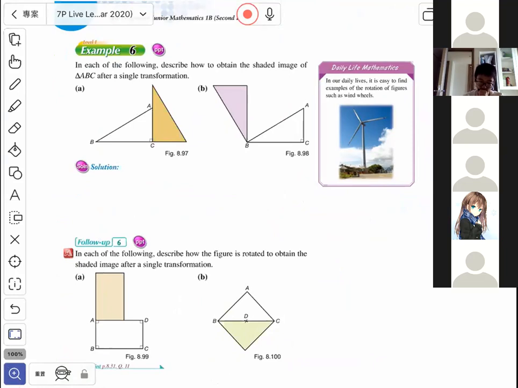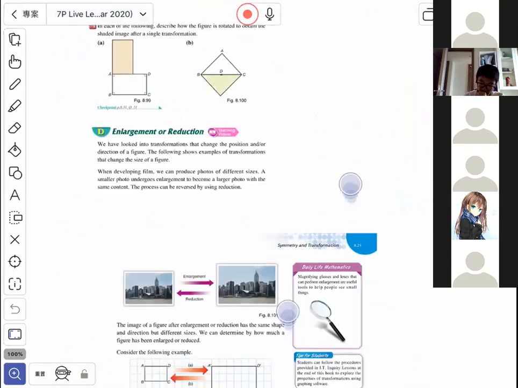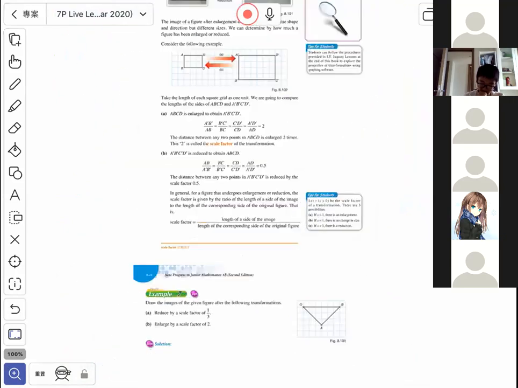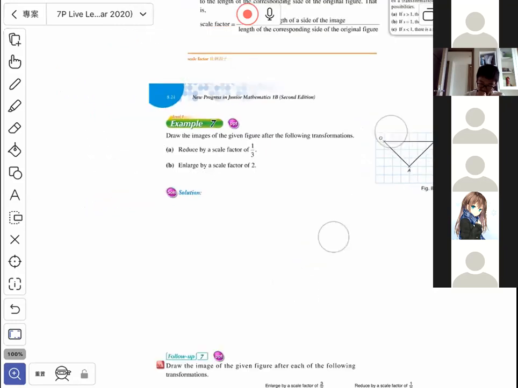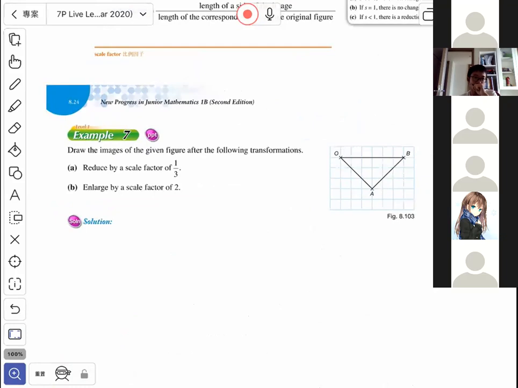Example 6, I'm not going to talk about it. You use words to describe it. You can read the books yourself. 1 minute. And then finally, enlargement and reduction. For this type of question, you only need to draw the images and also calculate the scale factor. 如果大咗嘅就大過1啦，scale factor；細咗嘅就細過1啦，scale factor。咁冇乜特別㗎啦。So you try to draw the figures.